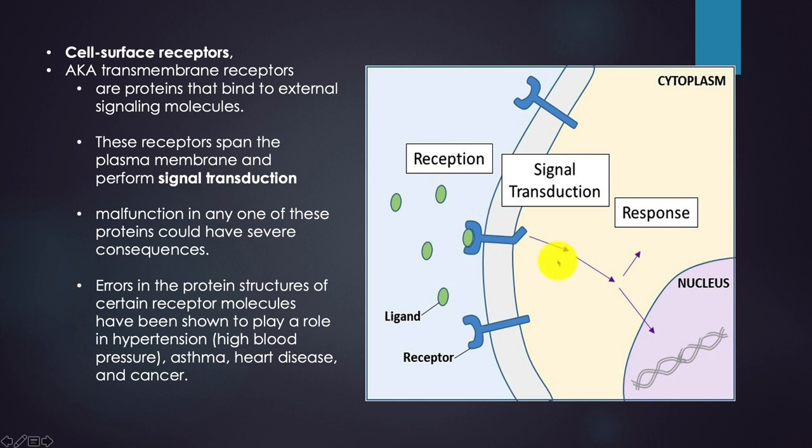So any error in the protein structure, right? This is a protein structure. Any mistake there, these receptors have a very strong association with diseases. So if there's any error in this amino acid sequence or any error in its ability to bind or recognize a ligand or any mistake or error in its ability to send down a signal transduction, these mistakes are associated with, and I'm talking about very serious diseases, hypertension, heart disease, cancer, asthma. Those are all diseases that can start from just one receptor not doing what it should be doing.